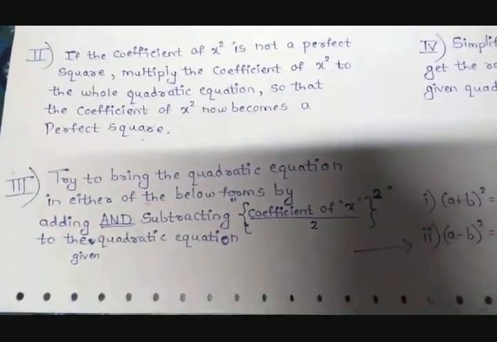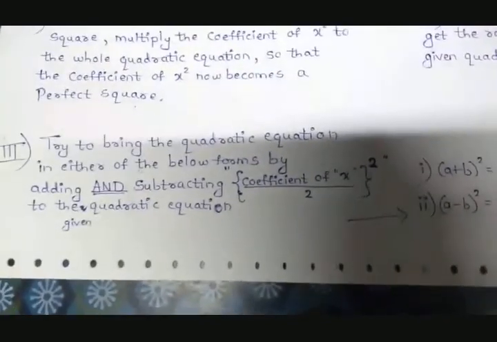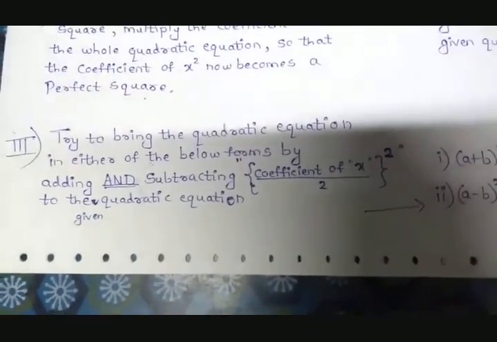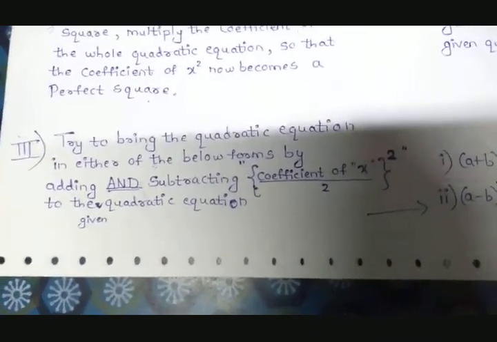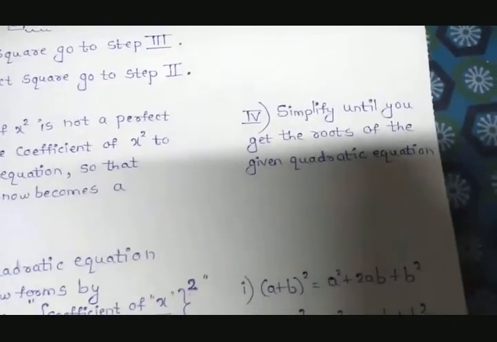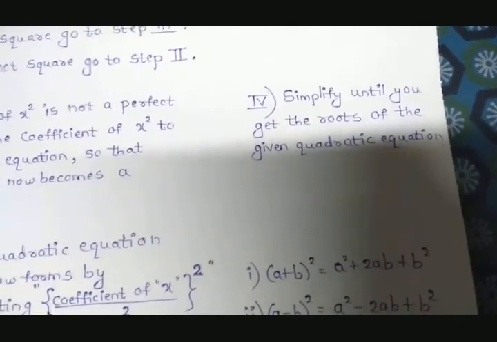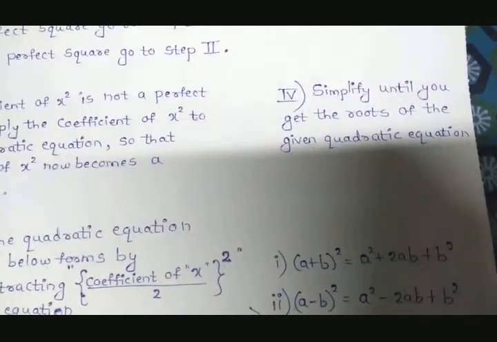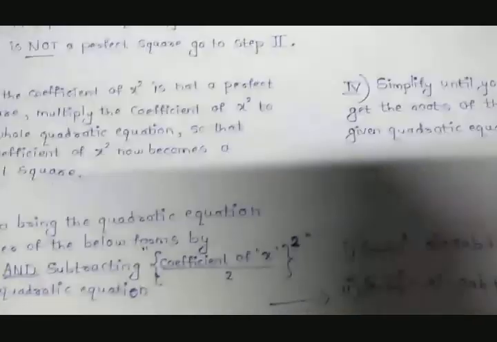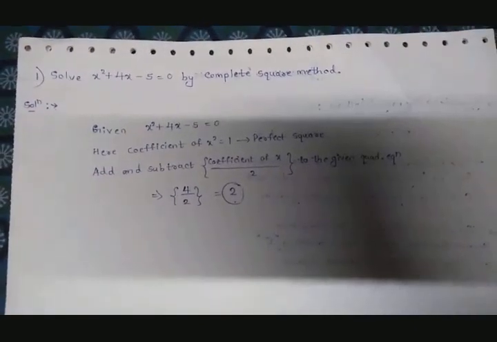And after that, we have to bring the quadratic equation in either of the forms, that is a plus b whole square or a minus b whole square, by adding and subtracting the coefficient of x divided by 2 whole square to the given quadratic equation. And step 4 is simple, that is, you have to simplify the quadratic equation until you get the two roots of the given quadratic equation. So now we shall solve some problems related to the complete square method.